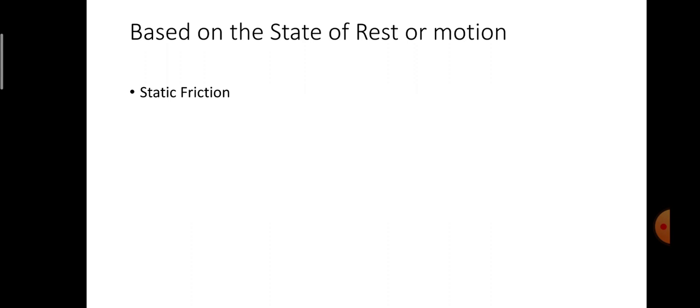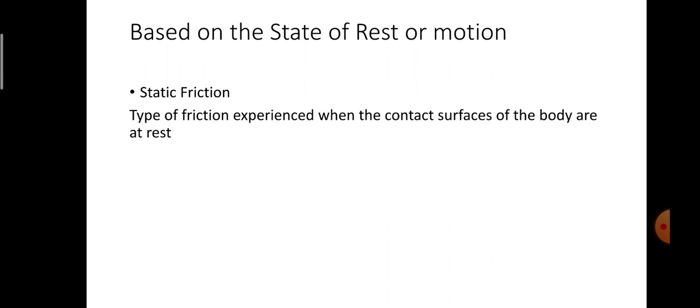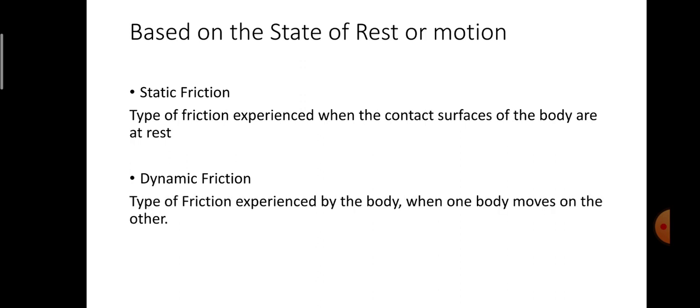It is called static friction. This is a type of friction which is experienced when the contact surfaces of the body are at rest. Static friction is the friction experienced when the contact surfaces of the body are at rest. Next is dynamic friction. Dynamic friction is the type of friction which is experienced by the body when one body moves over the other.